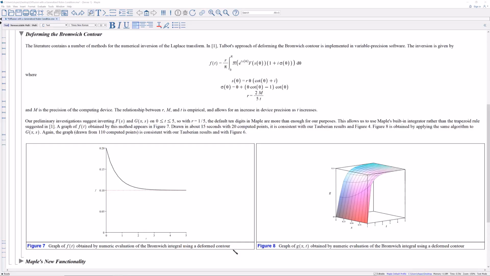So now I want to show you the new functionality in Maple.